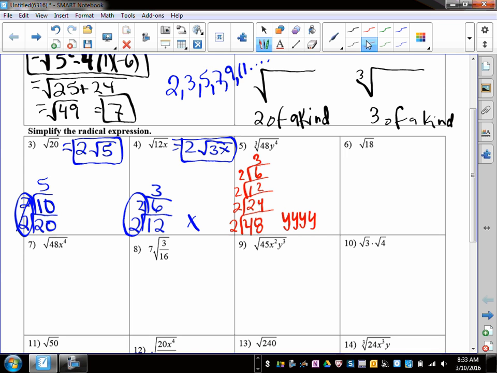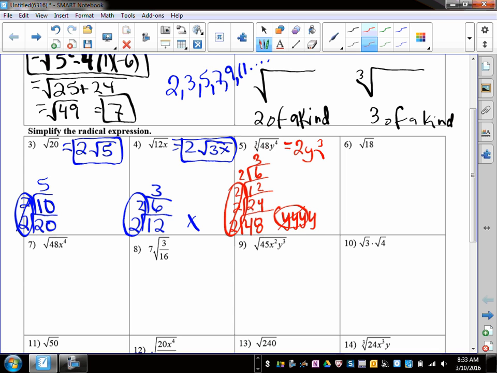Okay, let's look for groups of 3 now. Groups of 3. Here's a group of 3. Here's a group of 3. Any other groups of 3? No. So we have no more groups of 3. So anything that was a group of 3 we can take out in front. So a 2 can come out in front. No other numbers can. A y can come out in front. And then everything else is left inside.